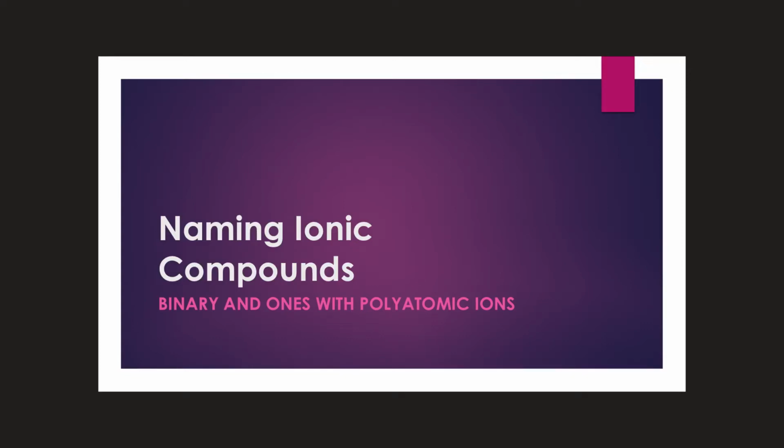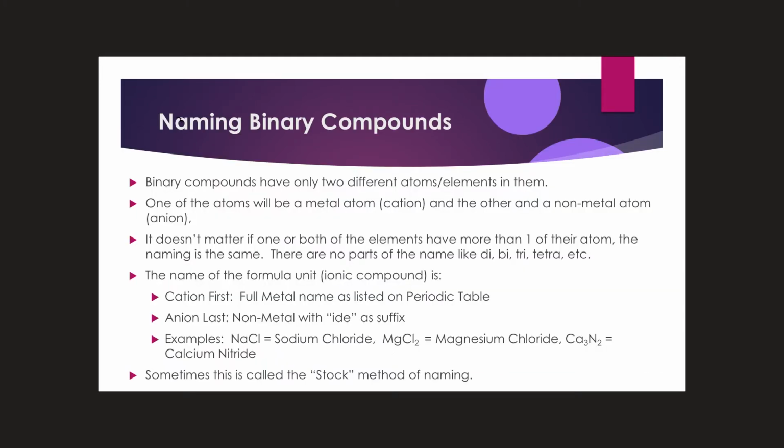This lesson is on naming ionic compounds, specifically binary and ones with polyatomic ions. Ones with transition metals, we'll do that one at a later date. So let's quickly review what a binary compound is. A binary compound has only two different elements in them. One of the atoms will be the metal atom, cation, and the other will be a non-metal atom, the anion.